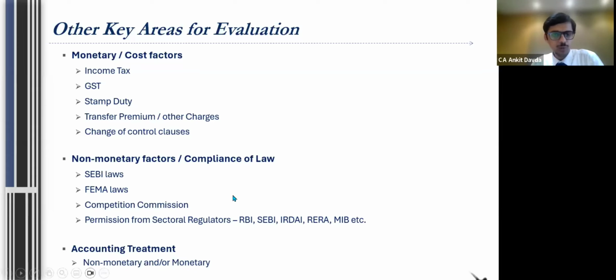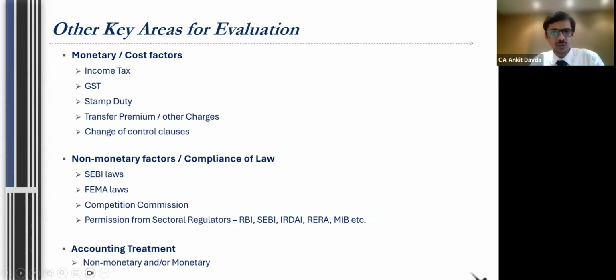FEMA laws, as we just touched upon. While an inbound or outbound merger is not possible, in the last example which we discussed, A, B, and C, C is located outside India. So obviously there is a change in shareholding of C from B to A. And if A and B are into different businesses, and there are certain FEMA law provisions which are specific to certain businesses, then you will have to duly evaluate whether there are any limitations or any additional approval which you need to follow under FEMA law.